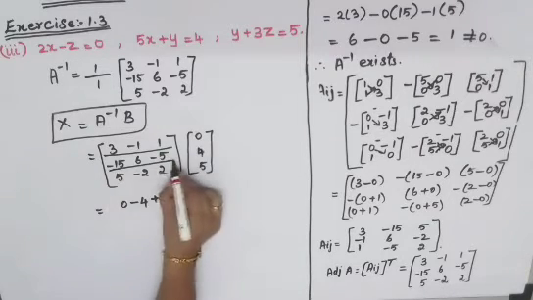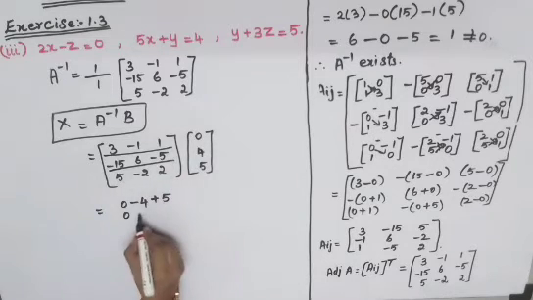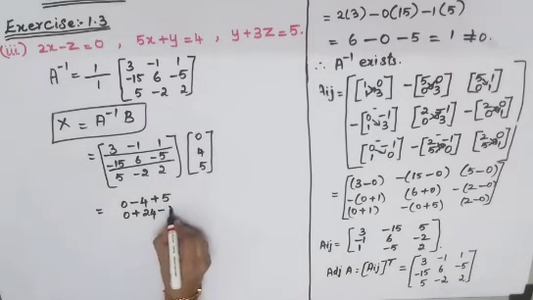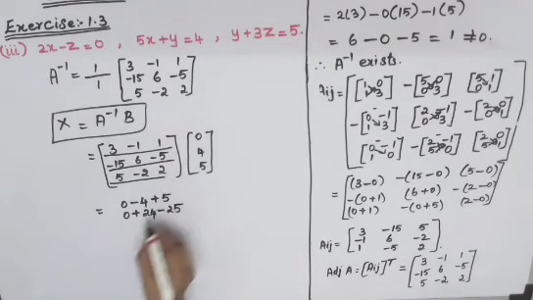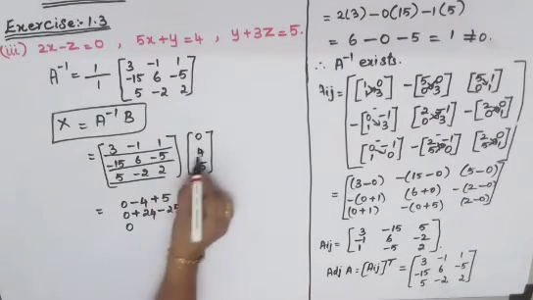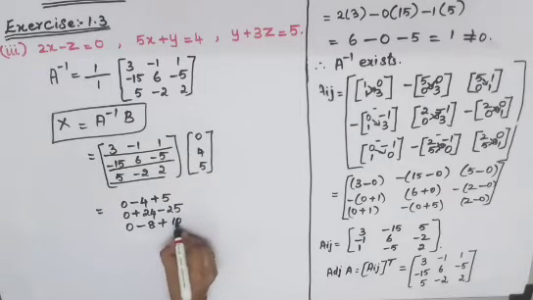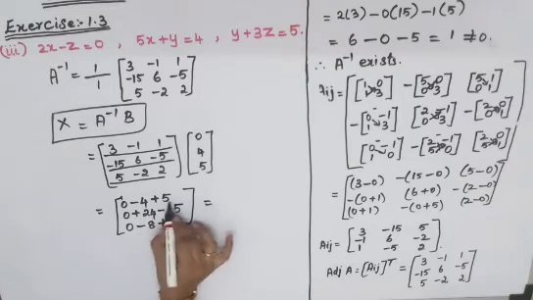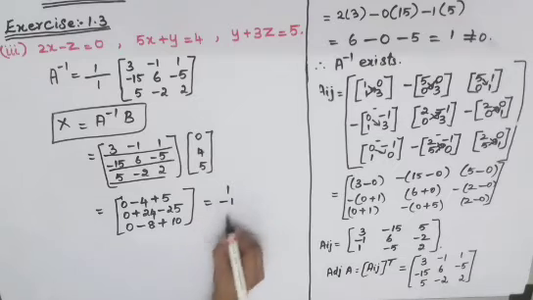Then second row the same column. Minus 15 into 0 is 0. 6 4s are 24 with plus. Minus 5 into 5 is minus 25. Third row the same column. 5 into 0 is 0. Minus 2 into 4 is minus 8. 2 5s are 10. Plus 10. So now solving. Minus 4 plus 5 is 1. 24 minus 25 is minus 1. Minus 8 plus 10 is 2.